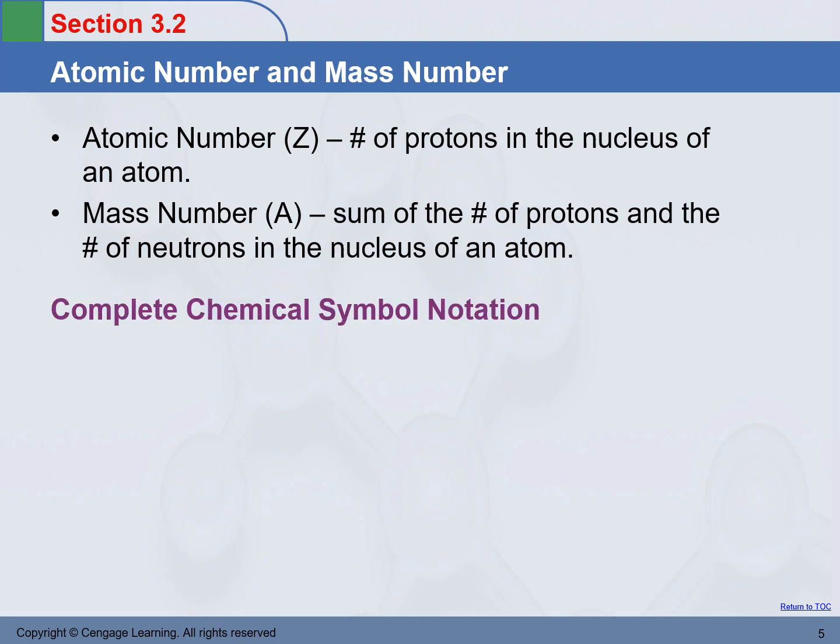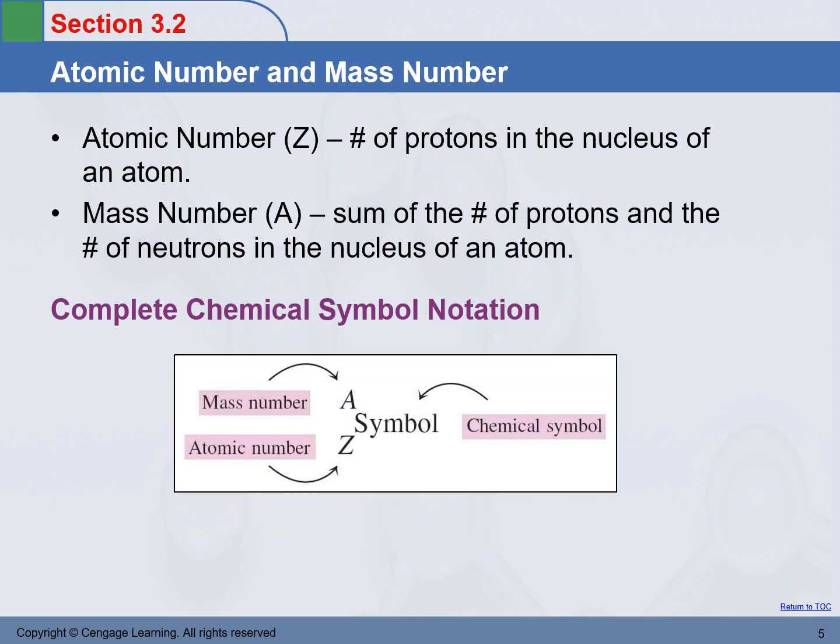Now we have this atomic number and mass number defined. We have a new way to represent an element. We call it a complete chemical symbol. This symbol tells us almost everything about an atom. You will still write the elemental symbol as what you learned before.